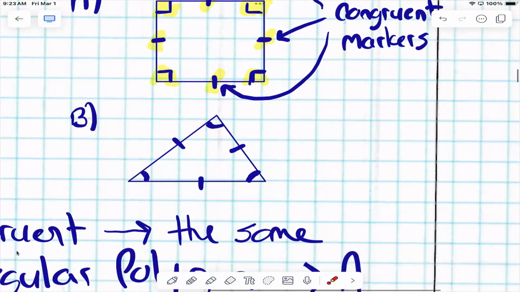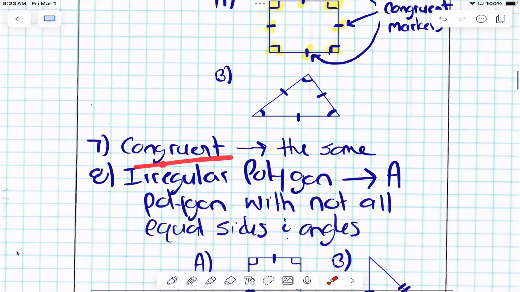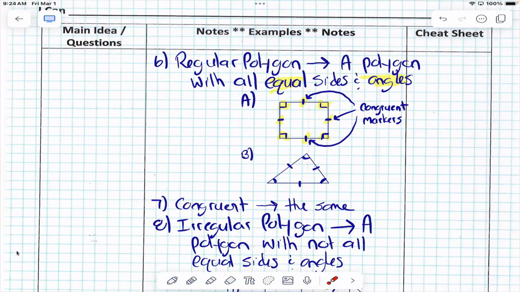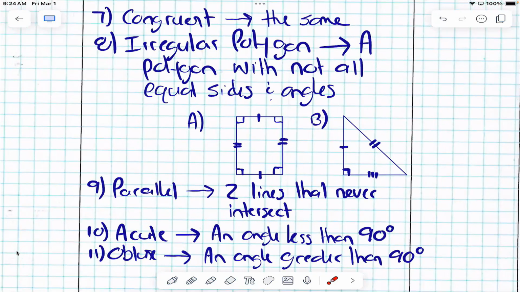Down here, these are also congruent markers. They're not 90 degrees, so they're like half moons, right? Are all those angles the exact same? Yes or no? Okay. What does congruent mean? Again, everyone needs to participate here. Congruent means it is the same. So a regular polygon would be these guys, right? An irregular polygon would be a polygon that does not have all the sides and the angles the same.